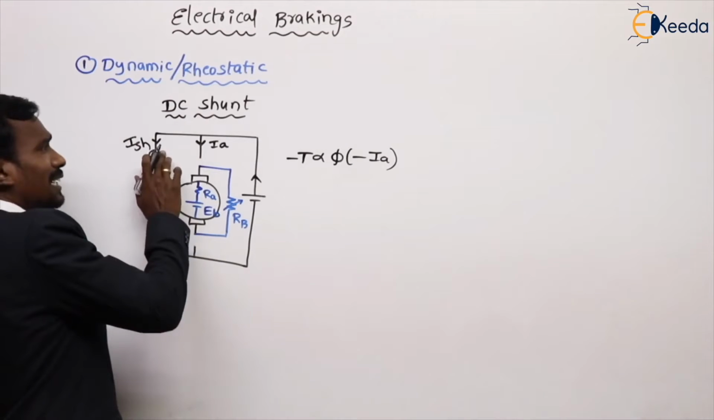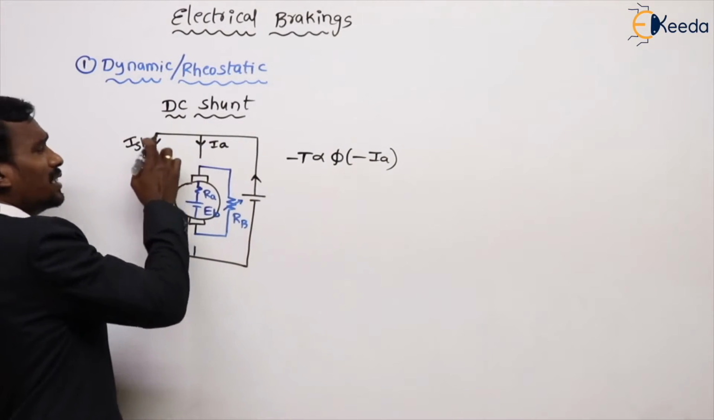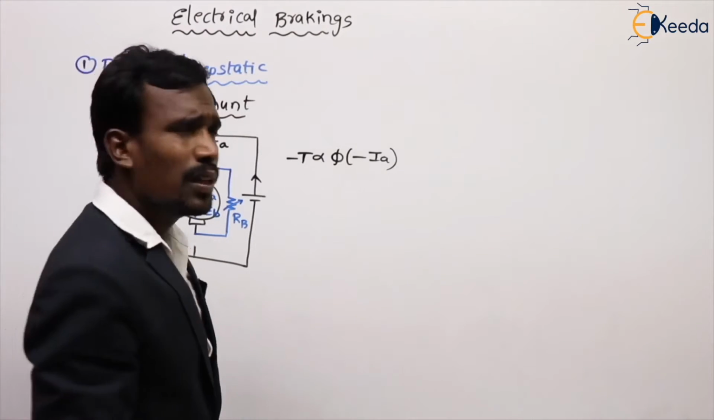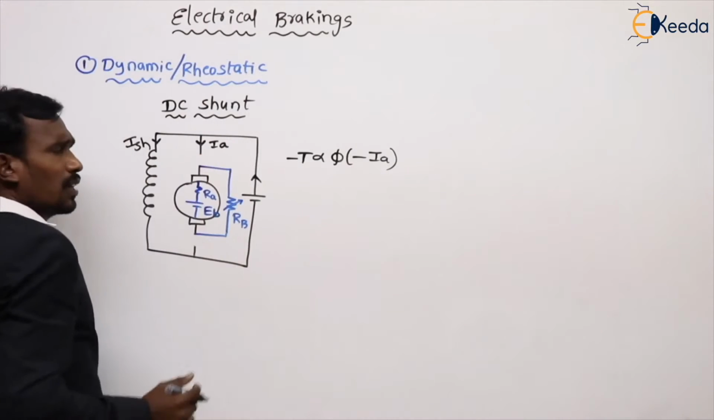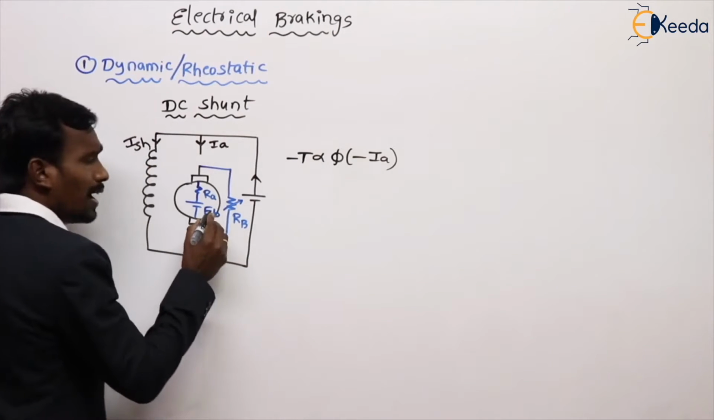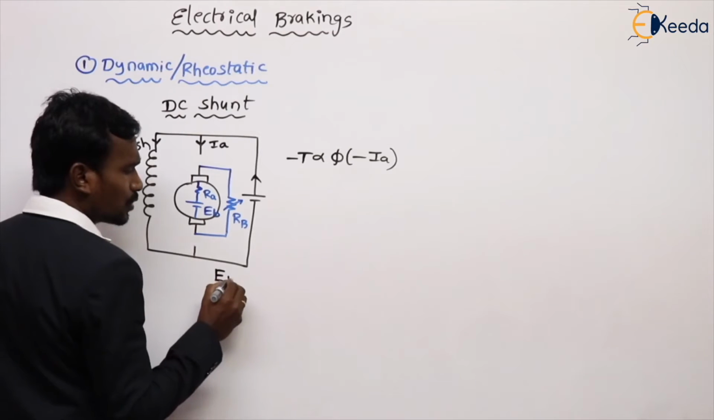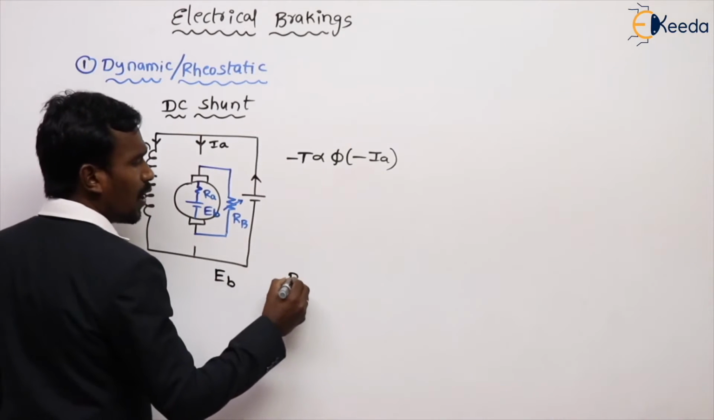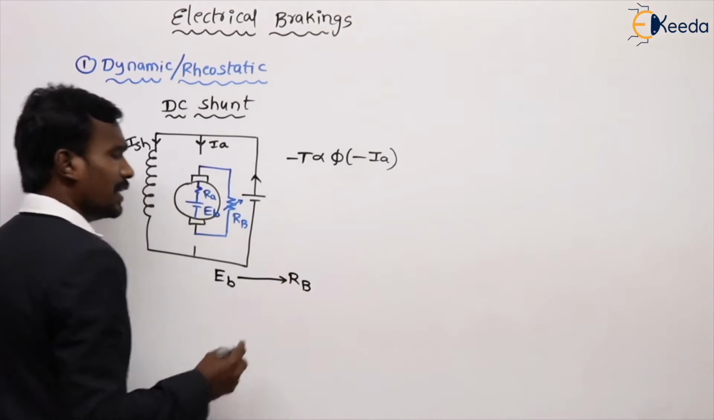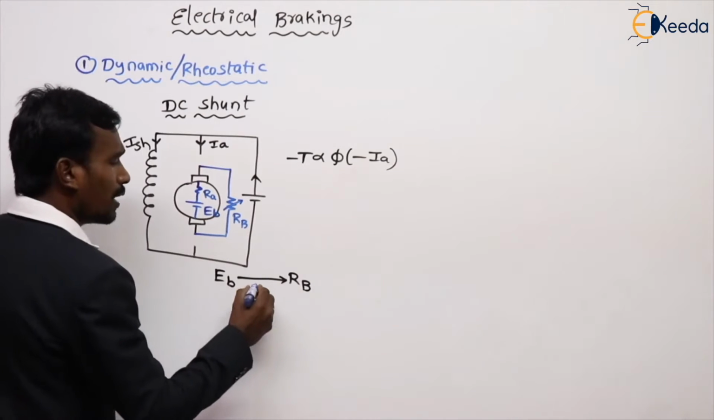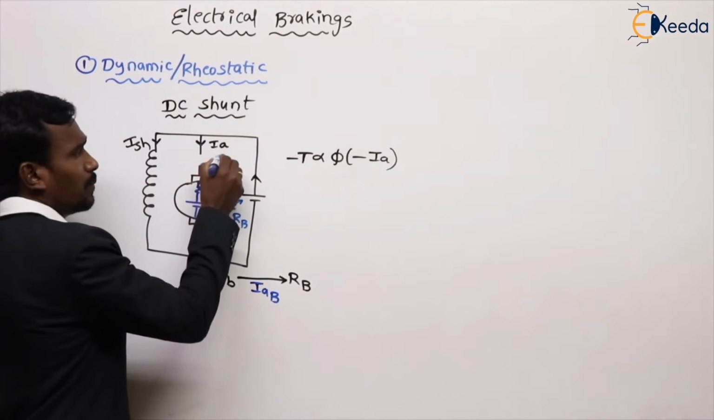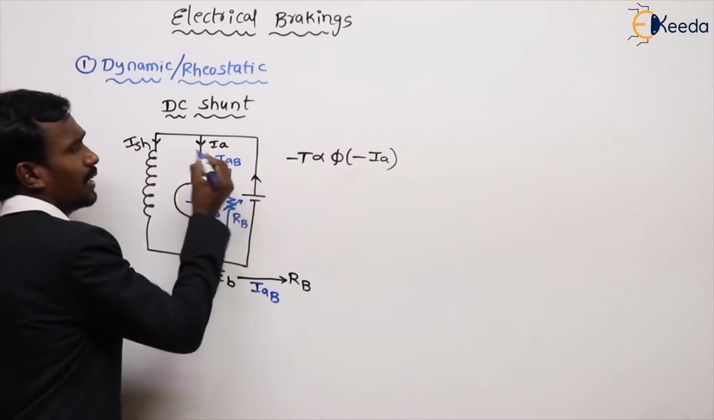Here the flux direction is the same because the ISH direction is the same. But observe here, my armature is disconnected. In this condition, what happens? My EB acts as a source voltage and RB acts as a load resistance. Then the armature current flows from EB to RB. This is called the braking armature current. Now this is my braking armature current.